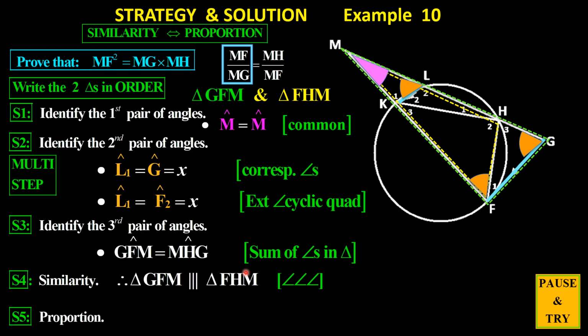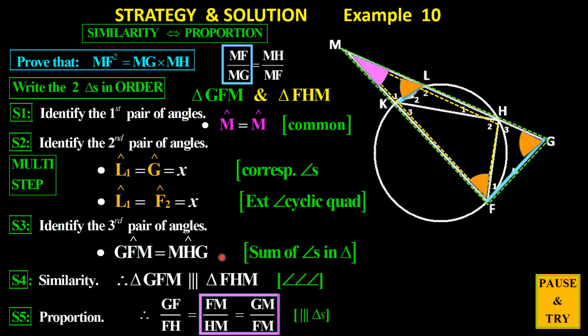And from the similarity, we can write down the proportion. Write it down, should be very easy. GF over FH and FM over HM and GM over FM. But that's not what we want. We want to find MF squared. So I have to see there's a MF, and so this is the pair that we actually need there.